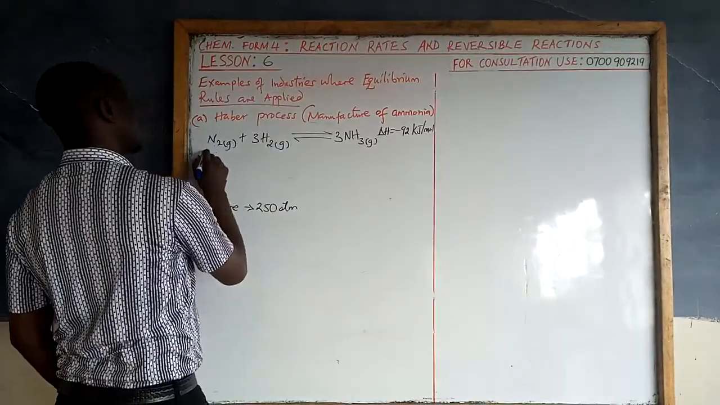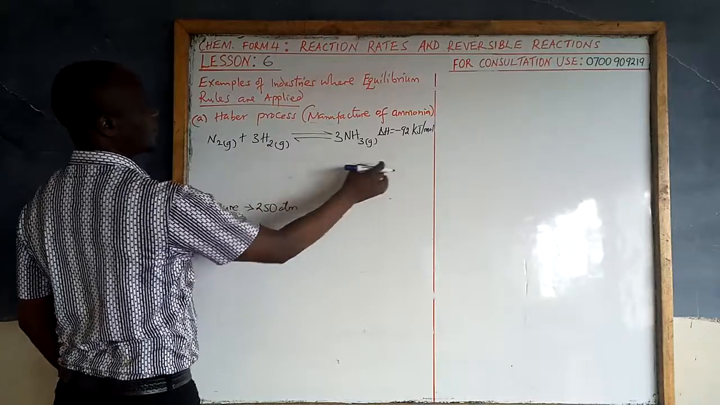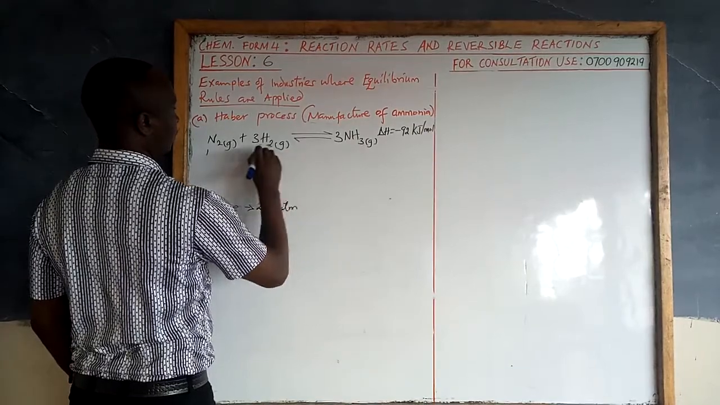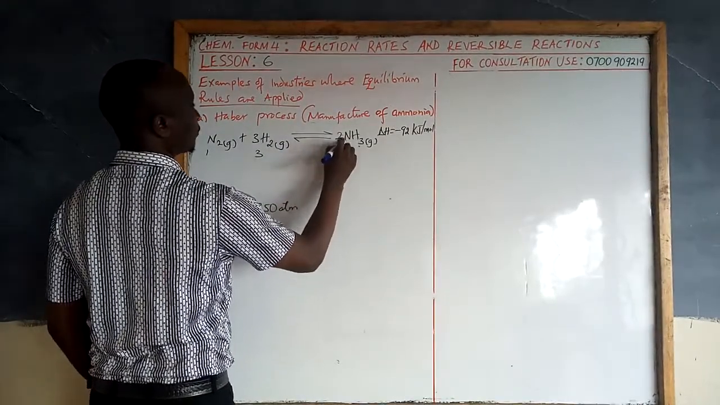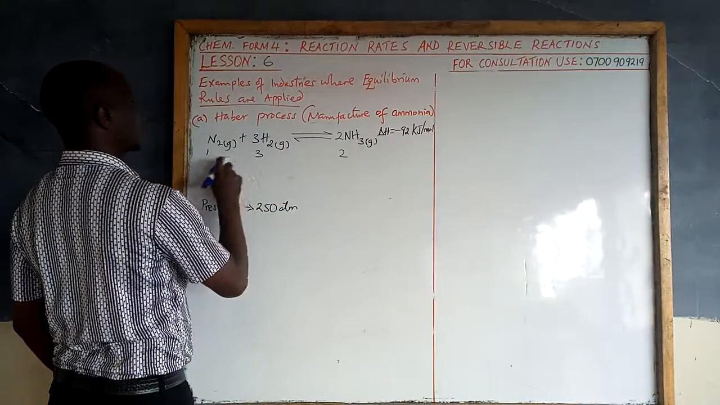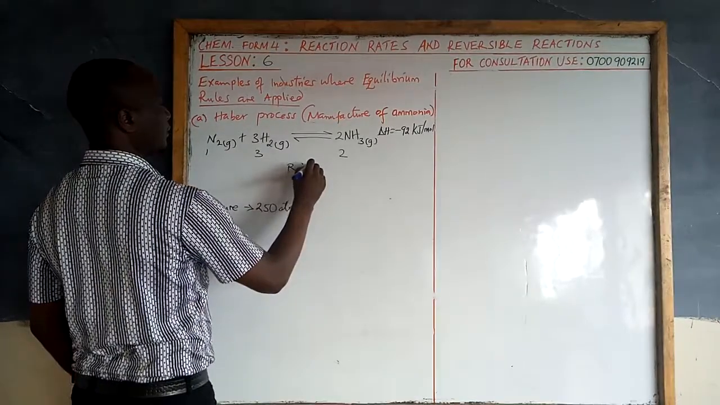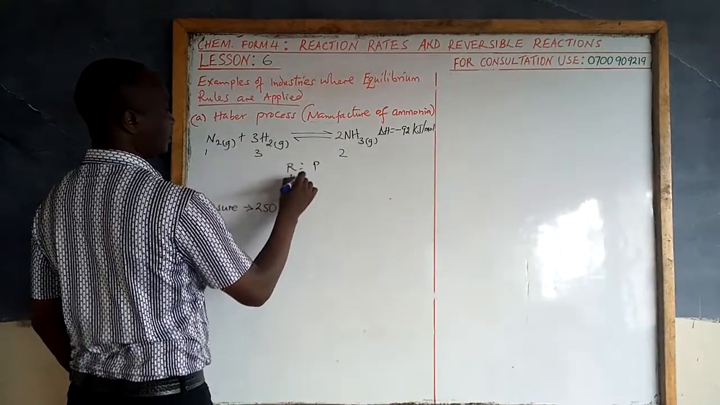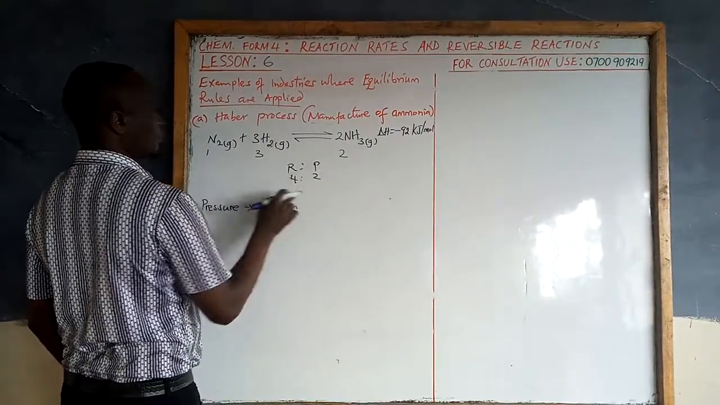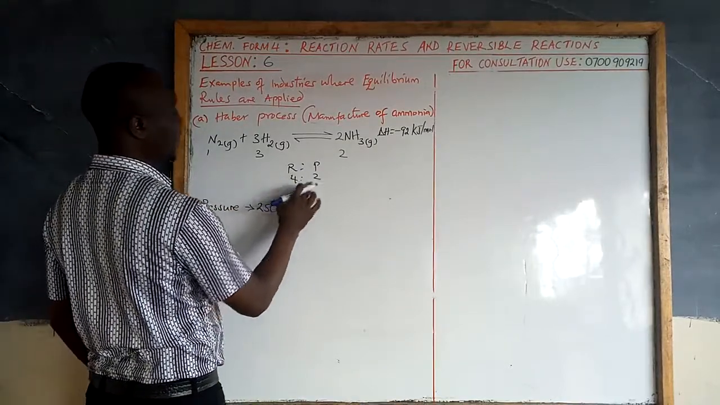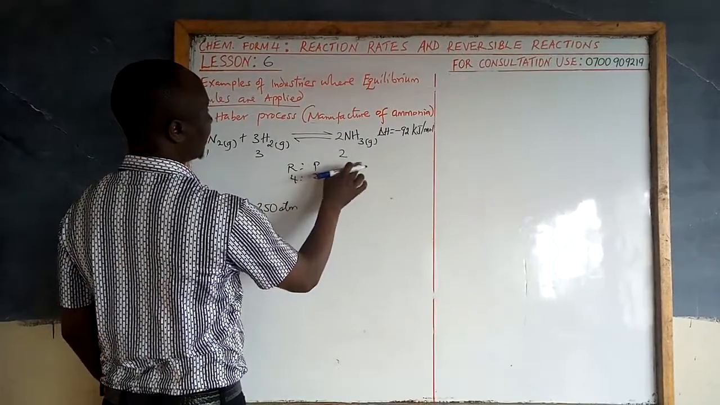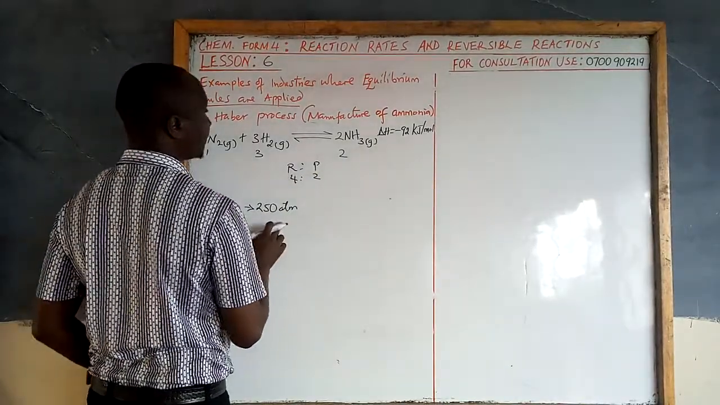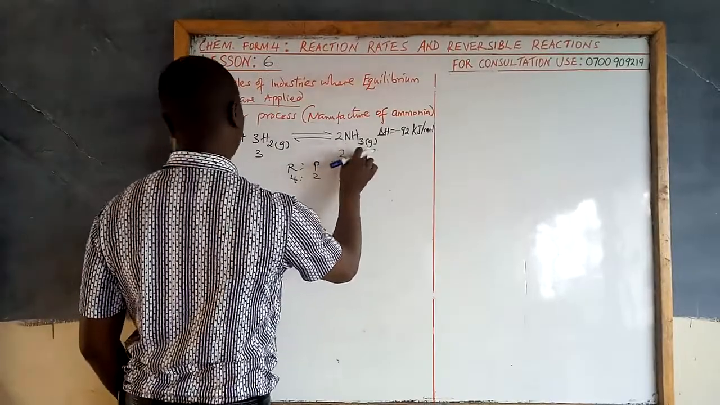So we say that for pressure, we consider the mole ratio. So this is 1:3, and 2. So the total mole ratio of reactants to products: we have 1 and 3, that gives us 4, and the products give us 2. So in this case, high pressure favors the side with the smaller mole ratio. So it will favor the product side. So 250 atmospheres is a high pressure, and high pressure will favor production of more ammonia.